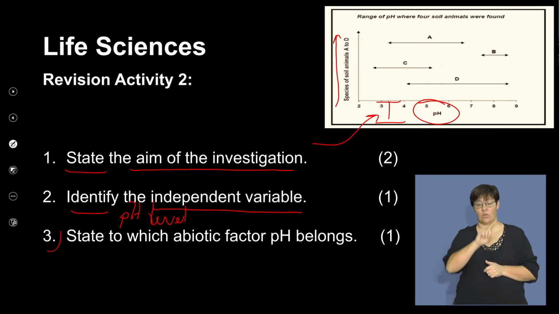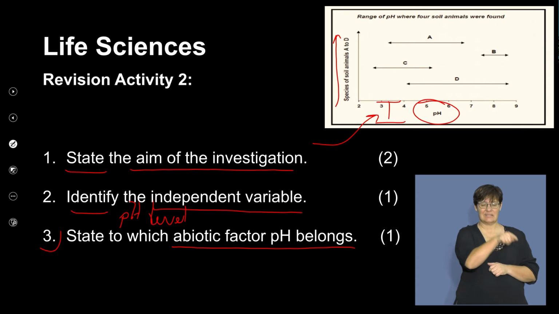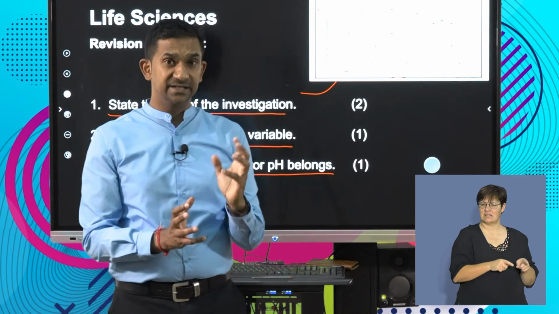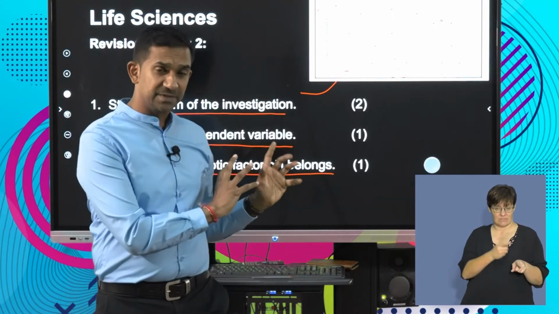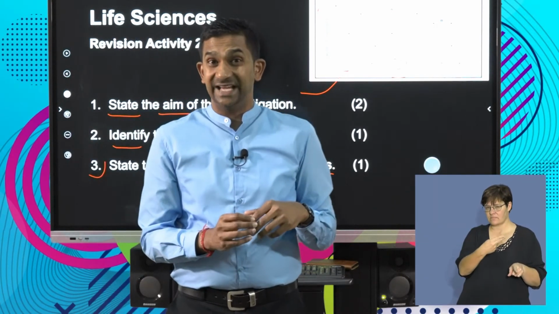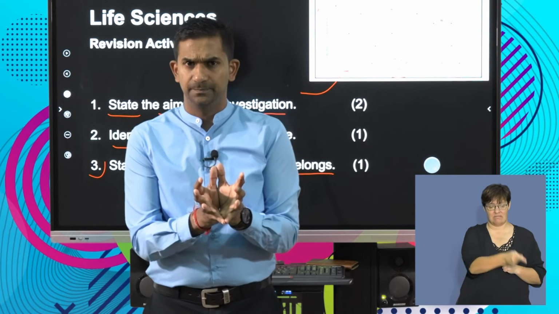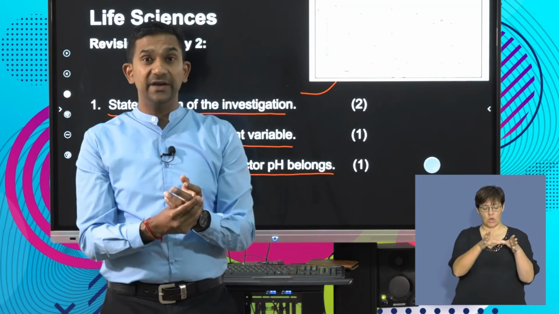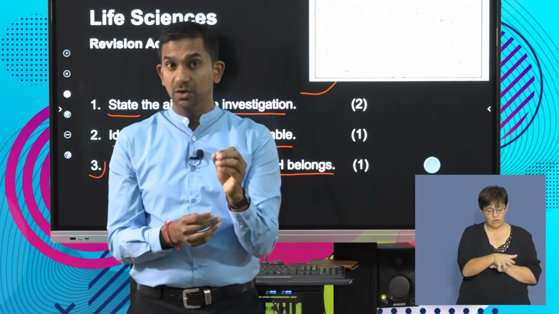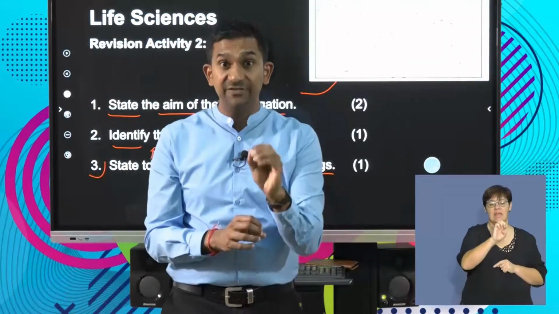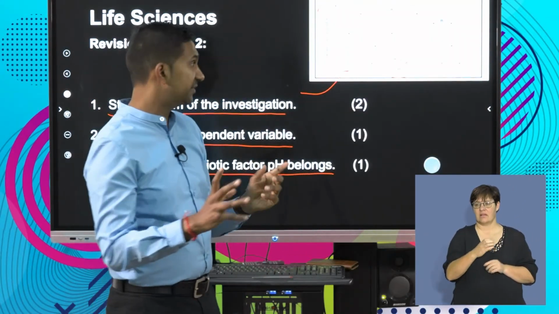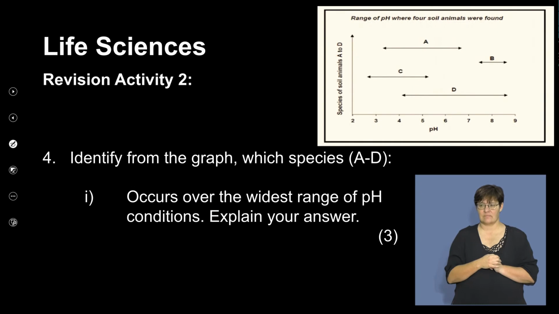Let's move on to question 3. State to which abiotic factor pH belongs. Guys, we've been looking at abiotic factors, and in the context of this experiment, we need to recognize that pH refers to the quality of soil. If we were to group the various factors that influence soil, we refer to those as your edaphic factors. And again, we've mentioned the concept of edaphic factors.